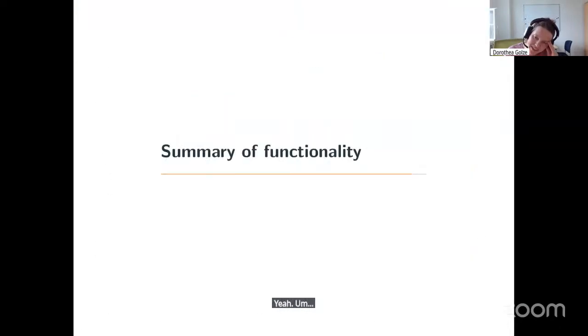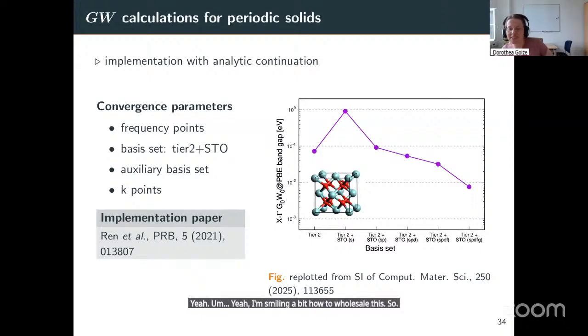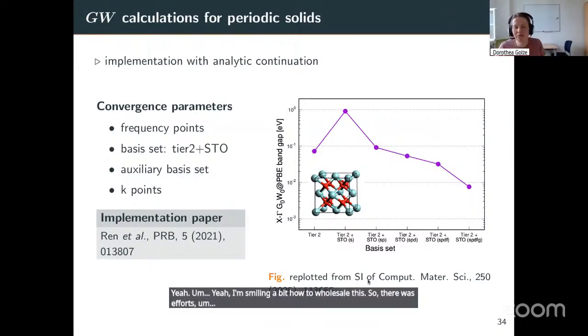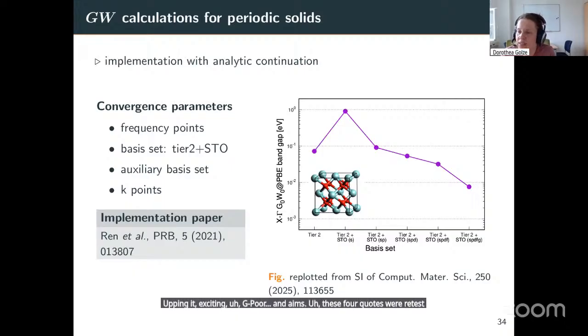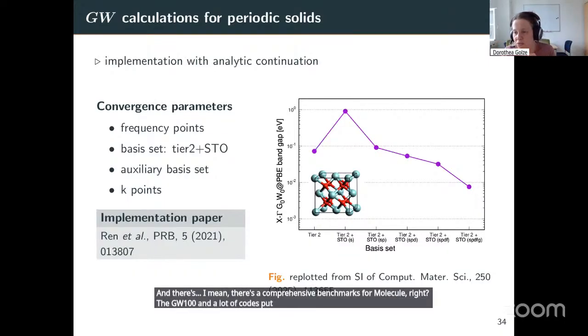I'm smiling a bit at how to say this. There were efforts in that paper, which I actually didn't want to mention too much, but this is another story. It was a comparison between Abinit, exciting, GPAW, and aims. These four codes, where we tested a bunch of solids, and there are comprehensive benchmarks for molecules, right? The GW100, and a lot of codes put effort in and achieved really good results, really pushing it, even with different basis sets, going to an agreement of around 50 meV.